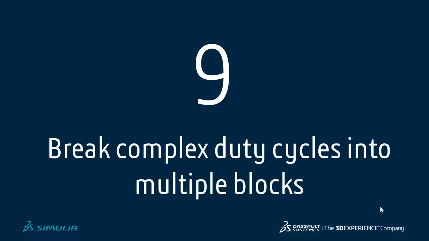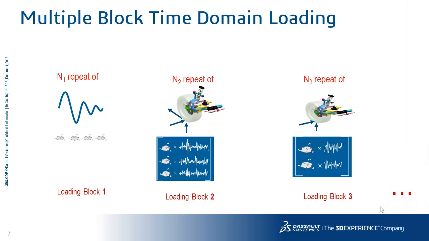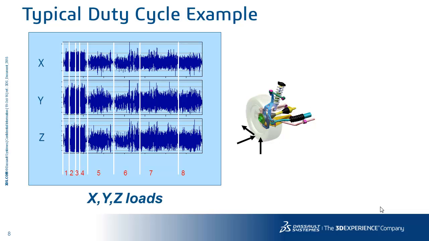So another thing, tip number 9, is to break your complex duty cycles into multiple blocks. Basically, each block you can consider to be some event in the life of your component or your assembly. And each block could be one of those four methods that I pointed out. And you can mix those methods between blocks, but obviously not within a block. And I want to talk more about the superposition. That's probably one of the most common and powerful methodologies we have for load cycles in FE-Safe.